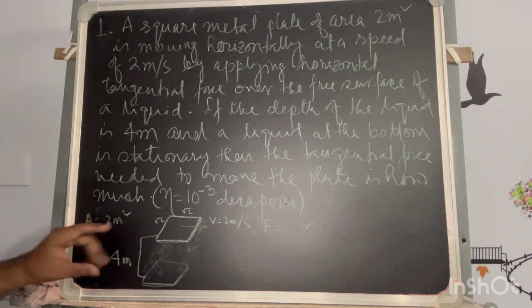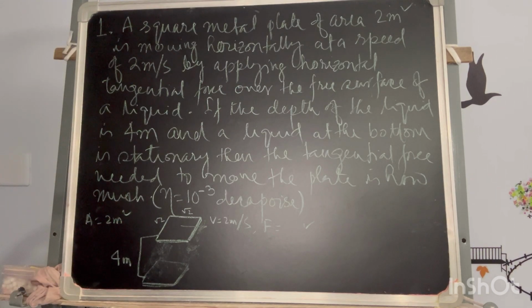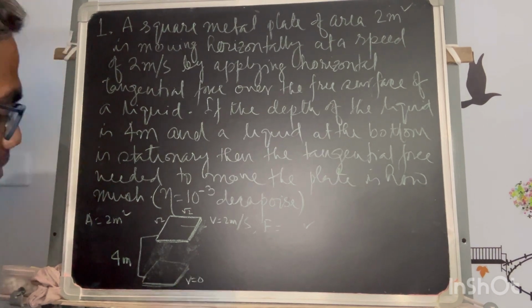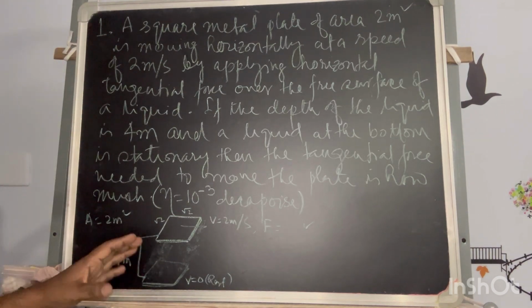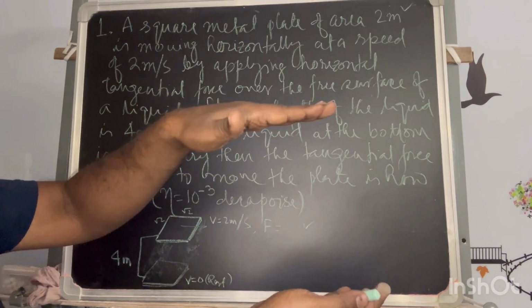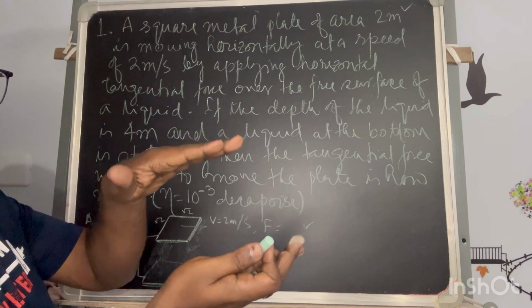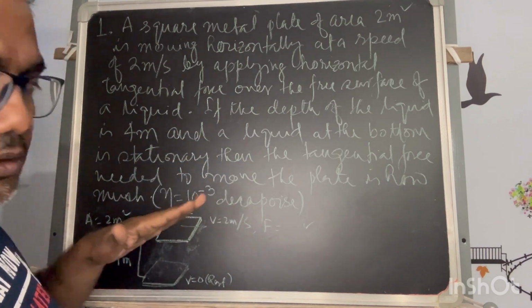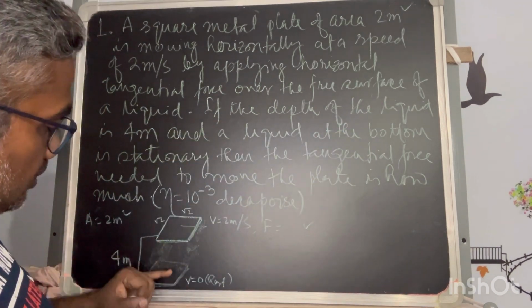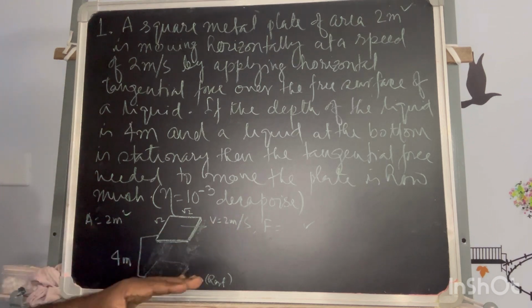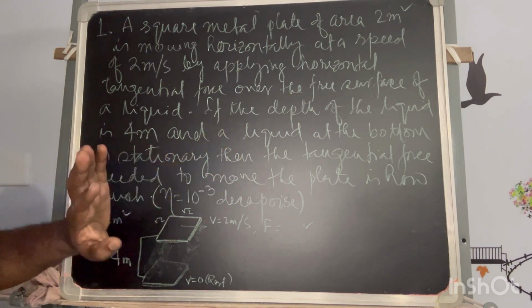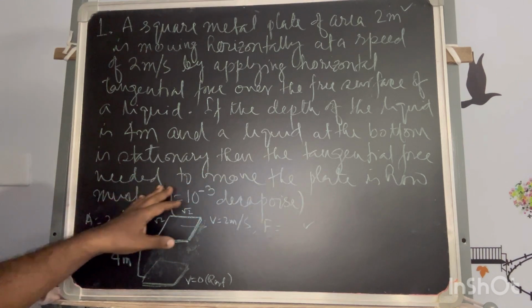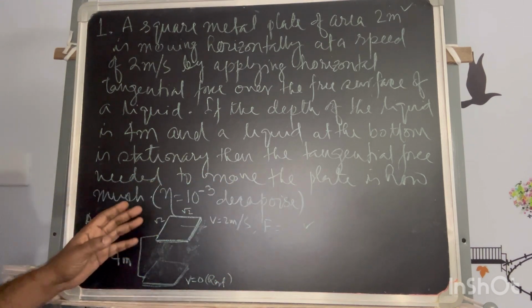between the plate and the liquid at the bottom is stationary, so this is not moving. This V is equal to 0. This is at rest. So this is the first part of the theory where we are discussing two plates. One is stationary, one is moving, and it is sliding on the liquid, so it is getting that velocity on the top. Then the tangential force needed to move the plate is how much?